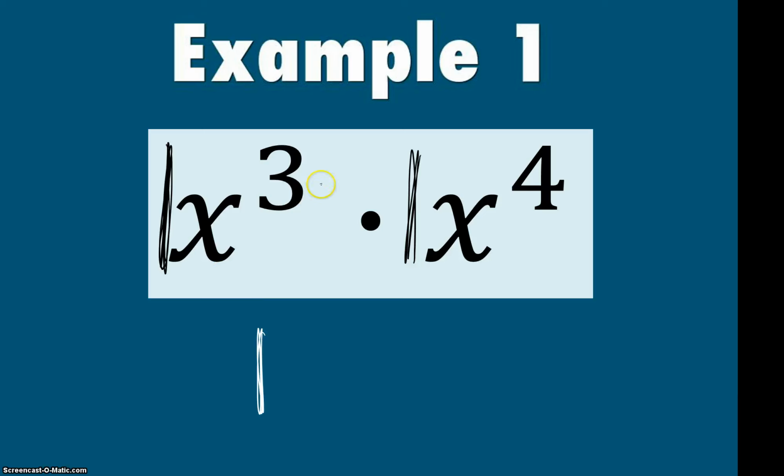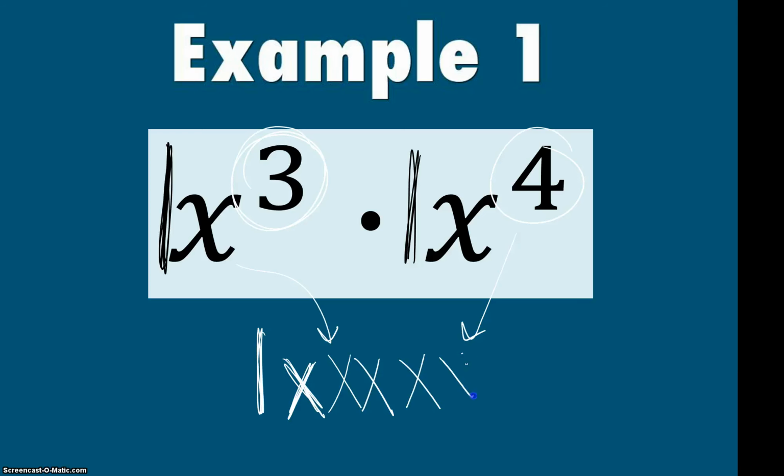I'm going to leave it for now. And then I keep my variables. My variable stays the same, and I add the exponents. So if you were to multiply this out, or think of what x to the third would be, it's 3 x's and then 4 more. 1, 2, 3, 4. So how many do you have in all? 1, 2, 3, 4, 5, 6, 7. So this would be x to the 7th power.